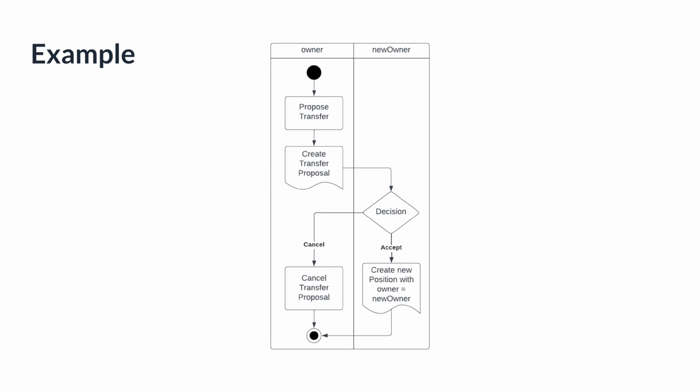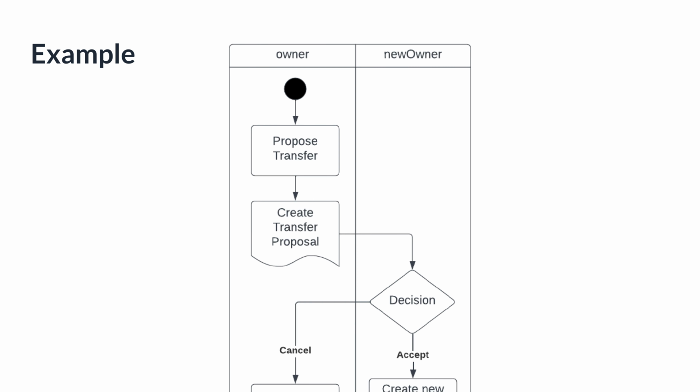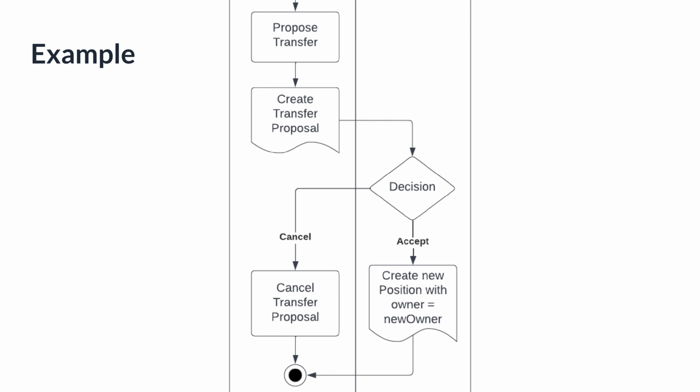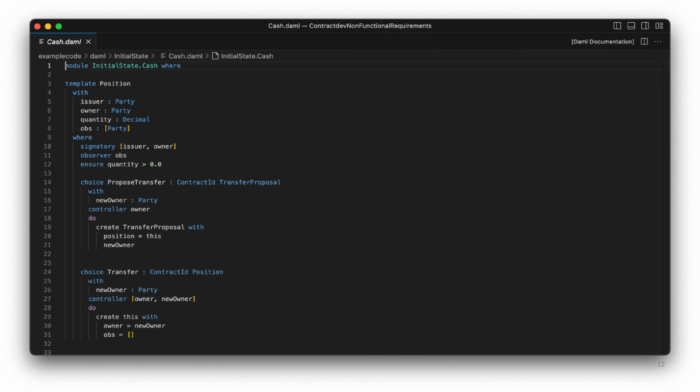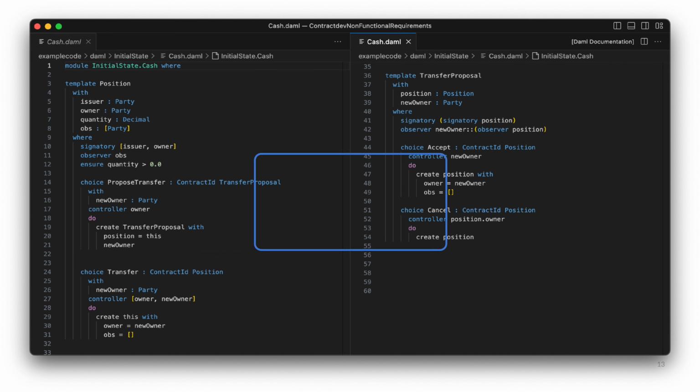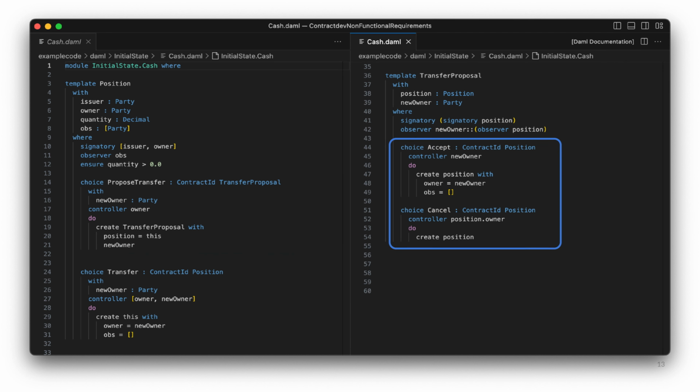Here is the workflow in this scenario. The owner of a position exercises the propose transfer choice, which creates a transfer proposal. At this point, the owner can cancel the proposal, or the new owner can accept the proposal, in which case the position is transferred to the new owner. Here is the code. The position template has a propose transfer choice. The transfer proposal has two choices, accept by the new owner and cancel by the owner.